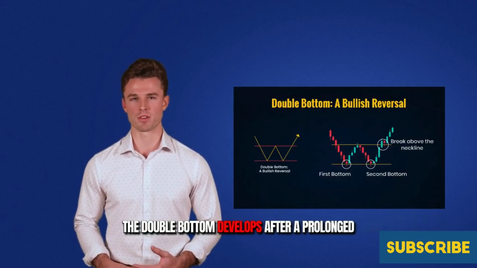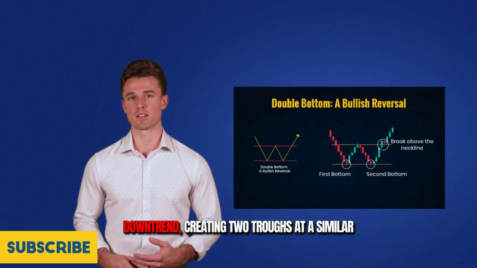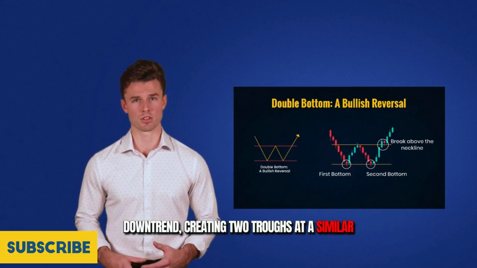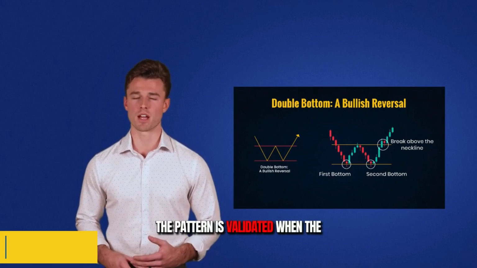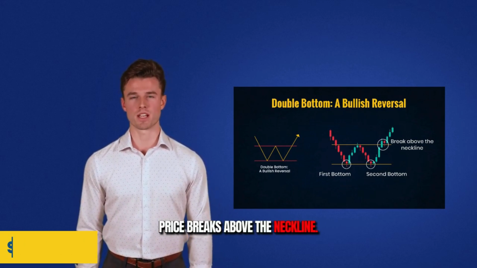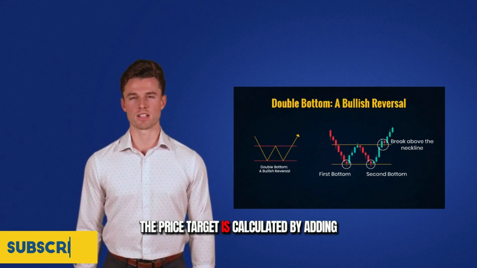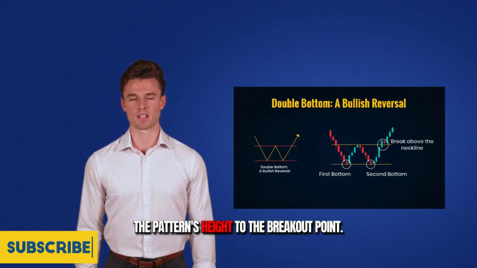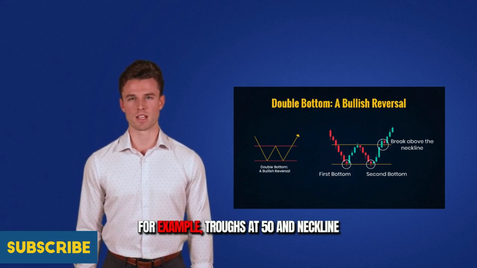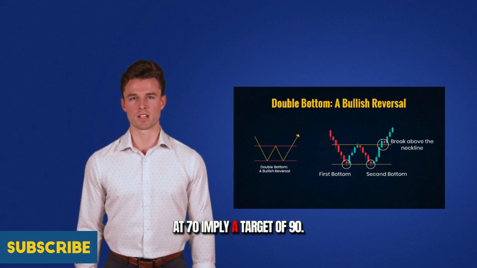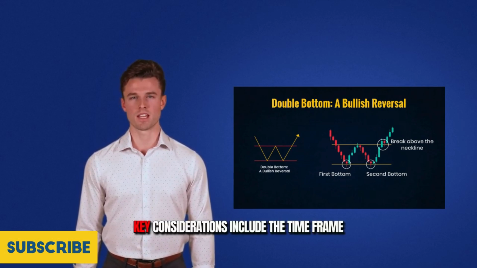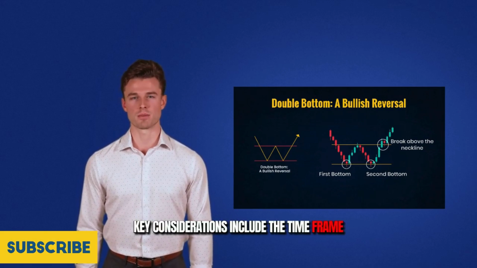The double bottom develops after a prolonged downtrend, creating two troughs at a similar level, separated by a rally. The pattern is validated when the price breaks above the neckline. The price target is calculated by adding the pattern's height to the breakout point. For example, troughs at 50 and neckline at 70 imply a target of 90. Key considerations include the time frame and the need for confirmation.